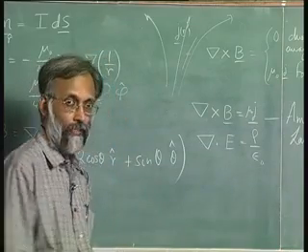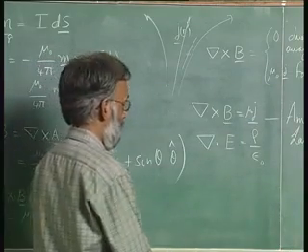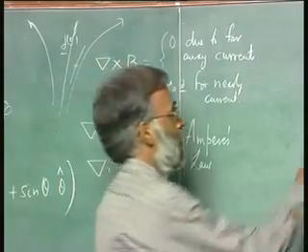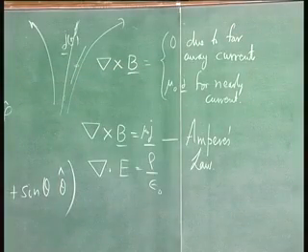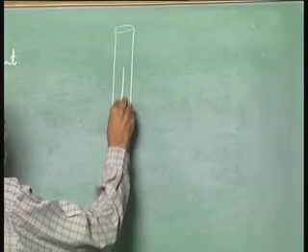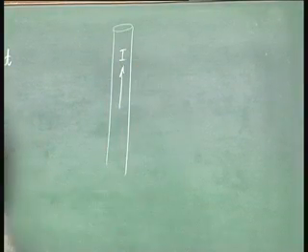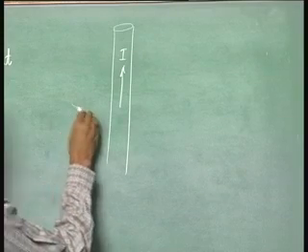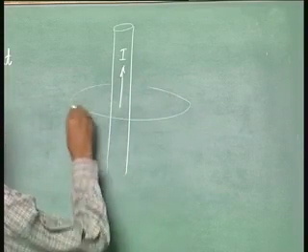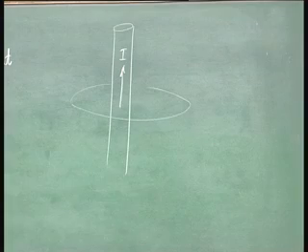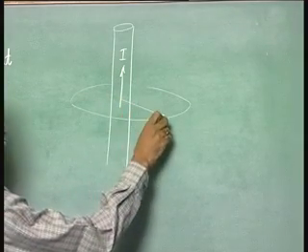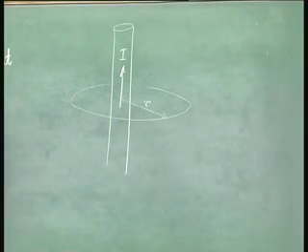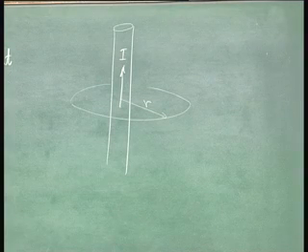Let us use it immediately to do a trivial problem. Supposing I have a long wire carrying a current I. Well, if I want to calculate the magnetic field, what I do is I take a loop whose radius is r centered about the wire.